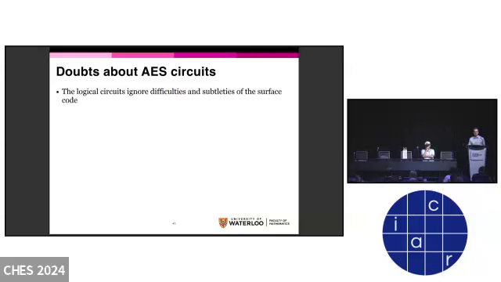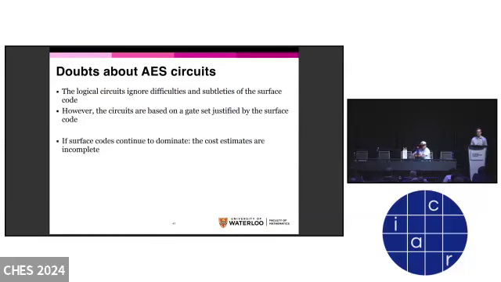So the logical circuit designs ignored these difficulties. And the circuits are based on a gate set that the best justification, at least to me, is the surface code. So this creates this paradox. If surface codes continue to be the best quantum code that we come up with, then these cost estimates are incomplete. We didn't do all the routing. This stuff isn't there. But if surface codes get replaced by a better code, then we probably need to redesign the circuits in a new gate set. And so either way, our estimates aren't really complete.